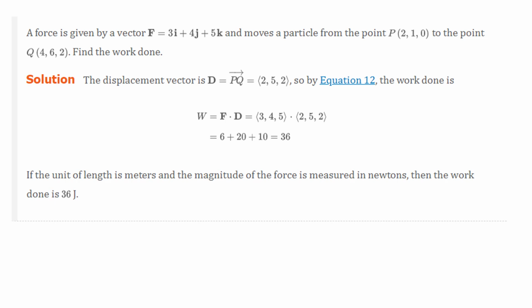So it is F dot D, but first we have to figure out what is the vector PQ, and so it's going from here to here, so we compute that this way, and then the work done is F dot D, and we get 36, and this has to be joules.